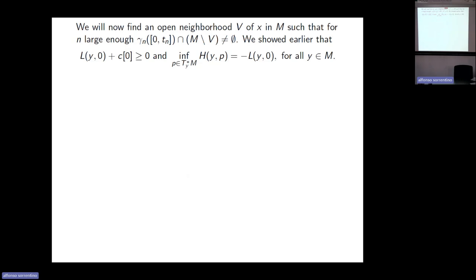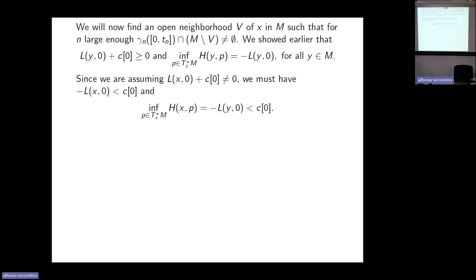Now, we showed earlier, as I said, that L(y, 0) + c0 is non-negative, and minus L(y, 0) is the infimum of H. Since we are assuming that L(x, 0) is different from minus c0, we must have minus L(x, 0) strictly less than c0, because it's a positive inequality there. And therefore, the infimum of H(x, p), which is minus L(x, 0), is strictly less than c0.